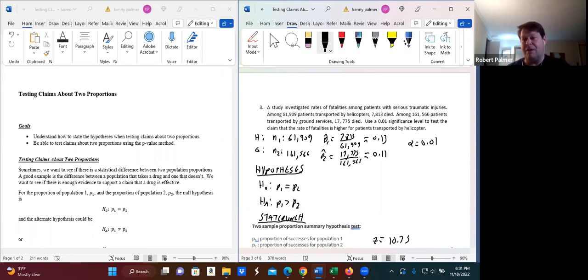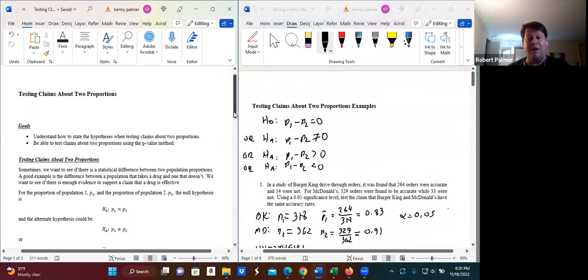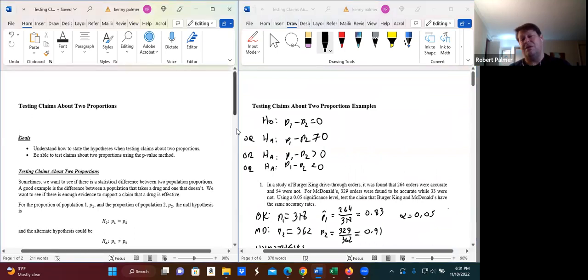Okay, so what we learned today is how to test claims about two proportions. As we saw, the process is virtually identical to testing a claim about one proportion. In this case, we did the p-value test. So once again, you find your test statistic and p-value, use StatCrunch to do that for us, then compare the p-value to the significance level, and then we reject or not, and summarize our results.